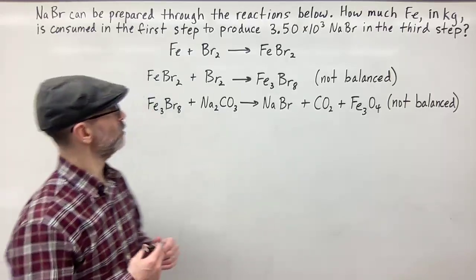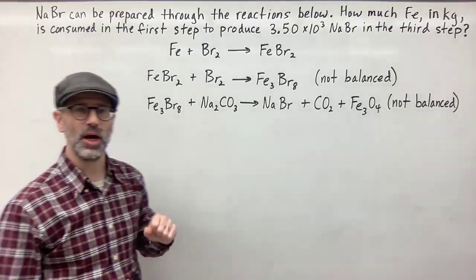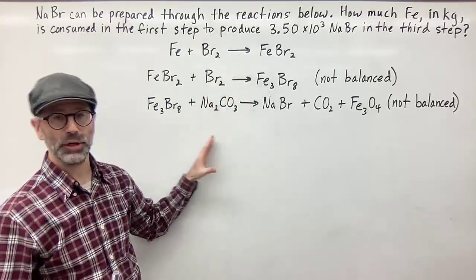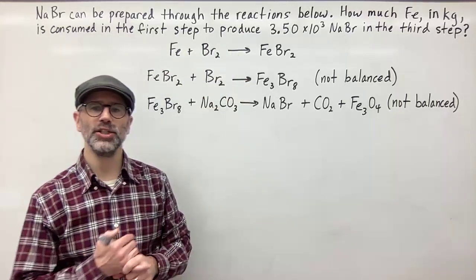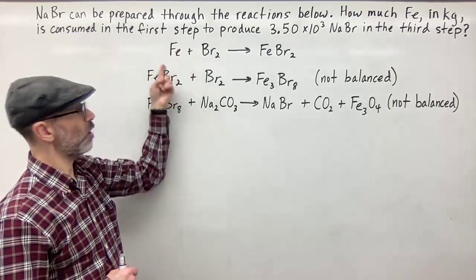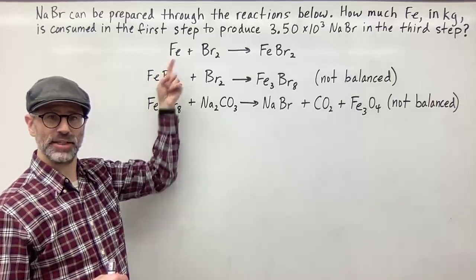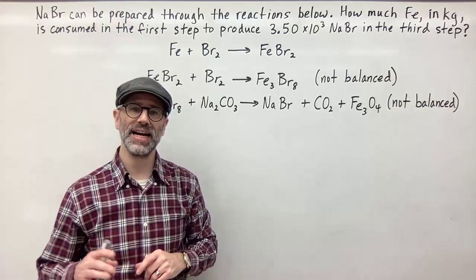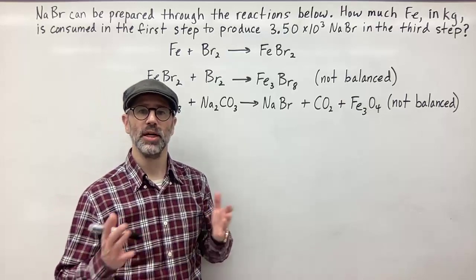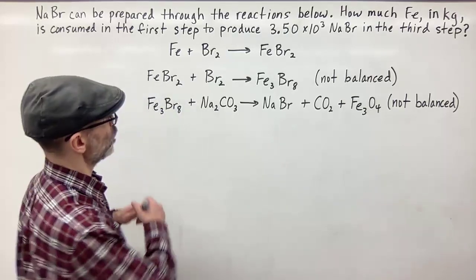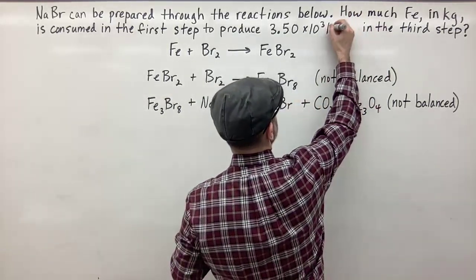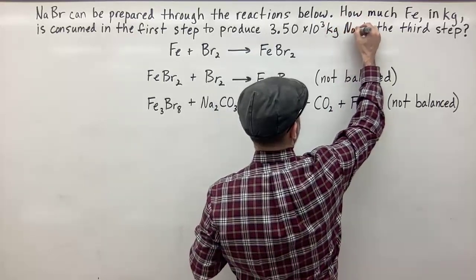So the problem here, they're telling us that NaBr, sodium bromide, can be prepared through a set of reactions. We've got these three reactions here. And they want to know how much iron in kilograms is consumed in the first step. So we want to know how much iron is needed in the first step in order to produce 3.50 times 10 to the third, or 3,500 kilograms of NaBr in the third step. So we forgot the kilograms here. They're giving us kilograms of NaBr.